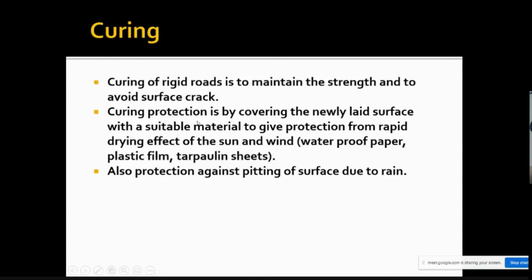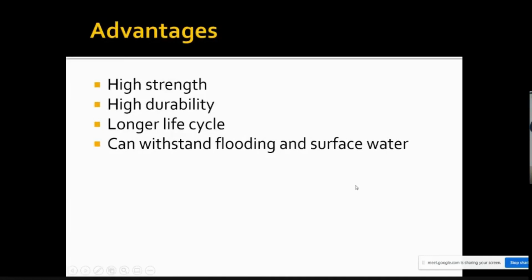So it has curing protection: waterproof paper, plastic film, like I said, canvas, top clean sheets, and also protection against pitting of the surface due to rain. Because you don't want pops from the rain, you don't want it to have holes. Then later if you don't cover it, the cement will wash away. So Malaysia, the rain comes whenever it likes.